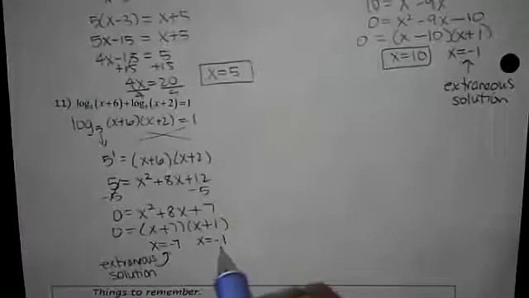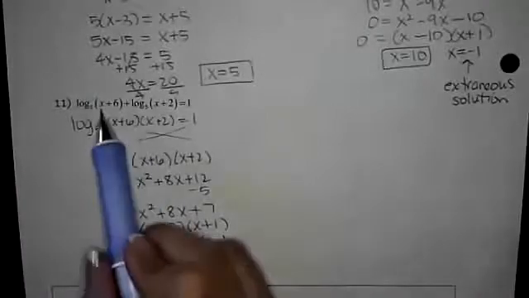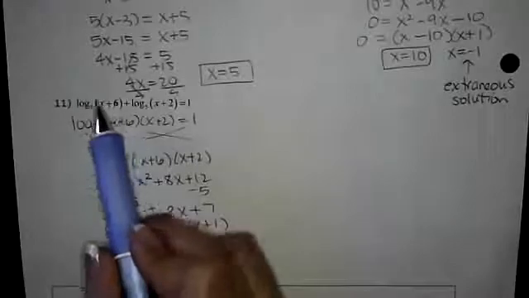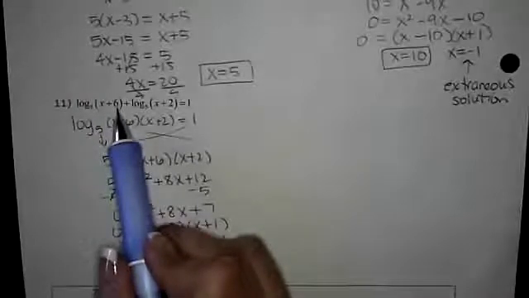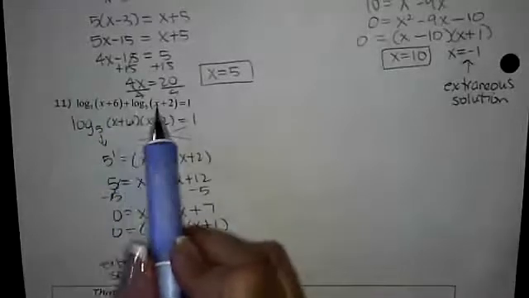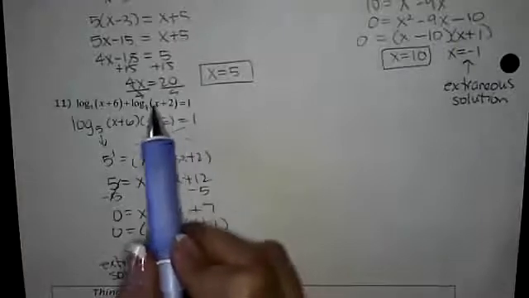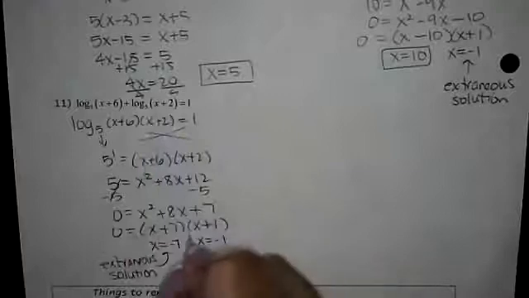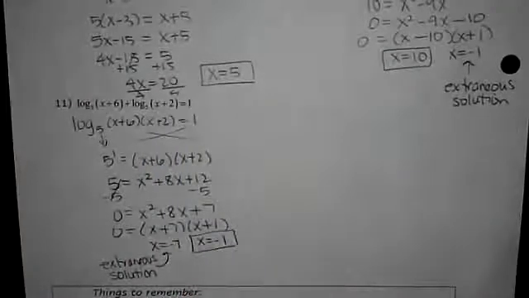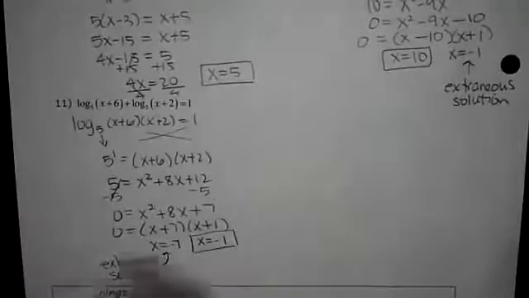But if I plug in the negative 1, negative 1 plus 6 is 5. So that argument is still positive. If I plug in a negative 1 here, negative 1 plus 2 is 1, again, a positive number. So this works. That would be one of my solutions. What we care about is if the argument is 0 or negative.